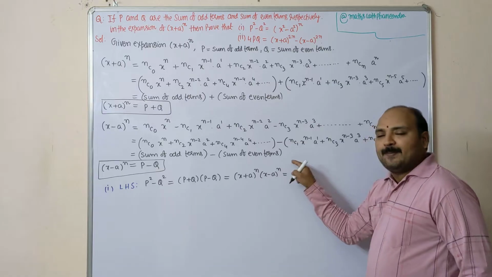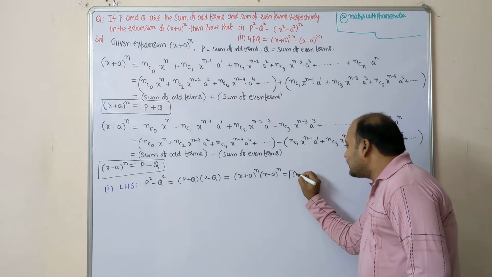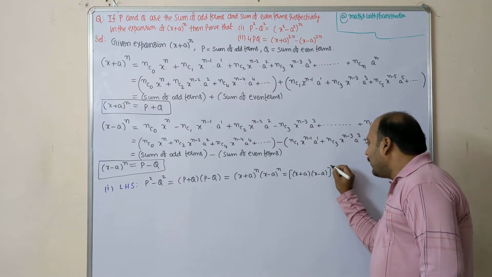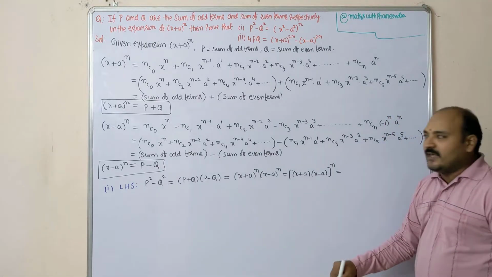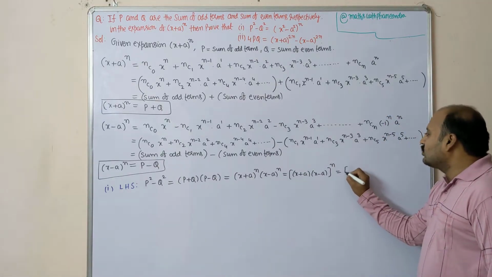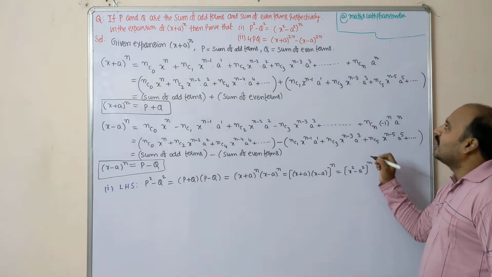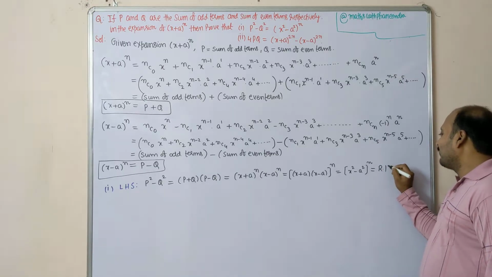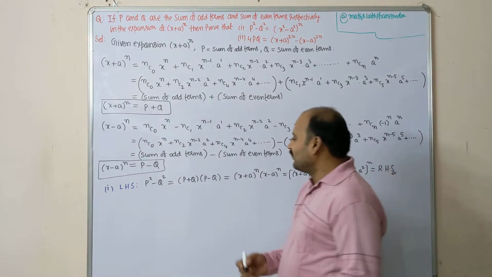A power m, b power m means what? ab whole power m only, no? So we can write it as x plus a into x minus a whole power n. Again it is in the form of a plus b into a minus b, a square minus b square. So we can write it as x square minus a square whole power n, which is the required RHS. So first question is over.